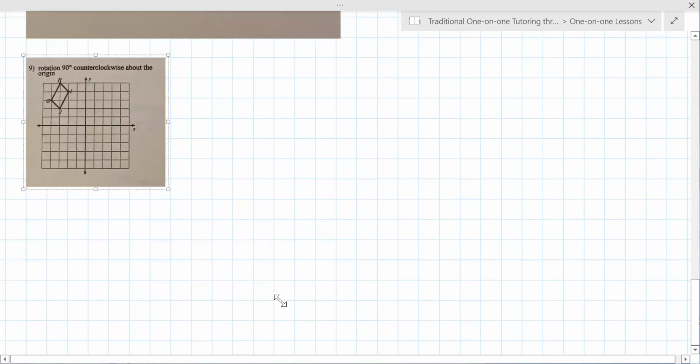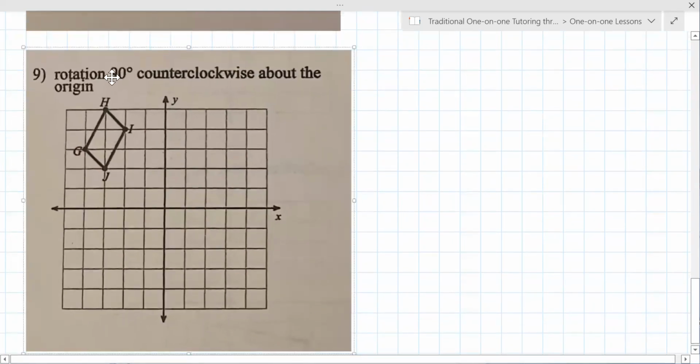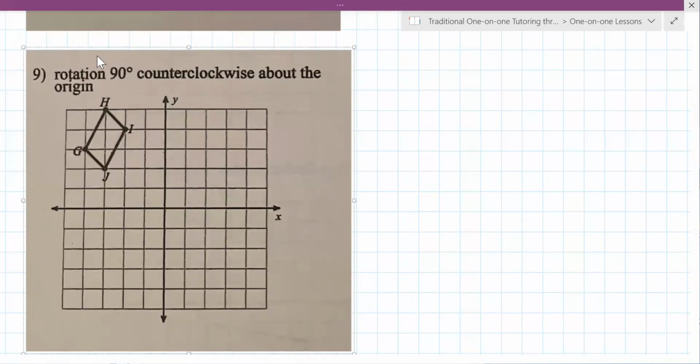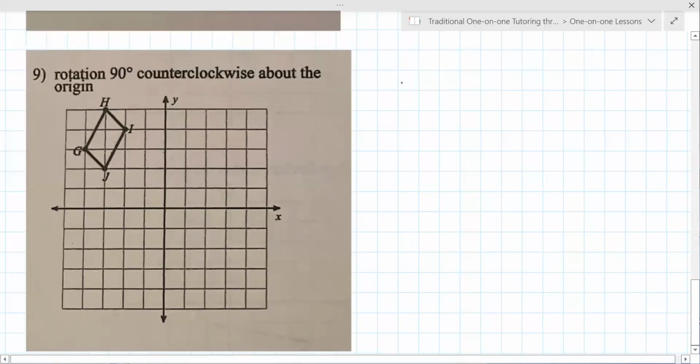All right, number 9. We're rotating again counterclockwise about the origin. So what I recommend here is to label the points. It's a good idea to do it in alphabetical order. G, H, I, J, like that. Could you give us the ordered pairs for each of these?